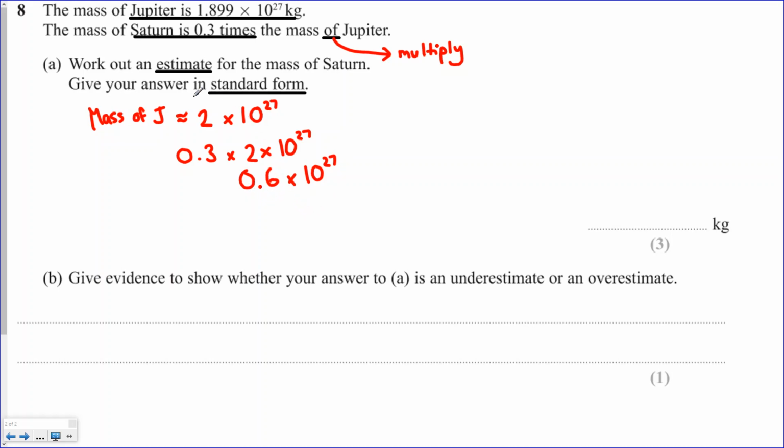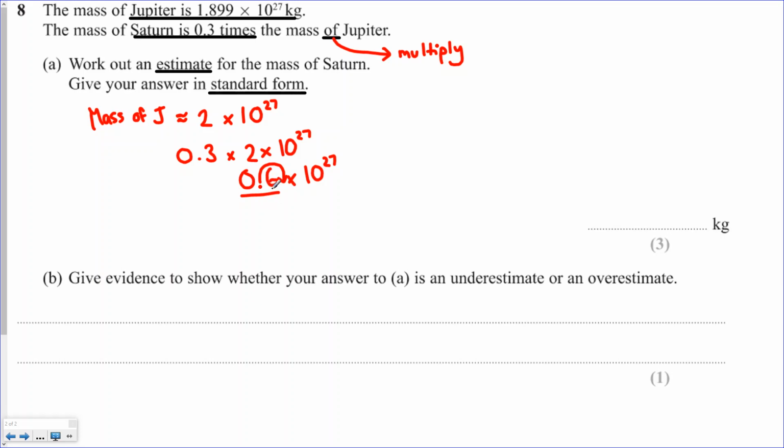Now it says give your answer in standard form. Is this answer in standard form? No, this is not in standard form because of the 0.6. Standard form has to be greater than 1. So we need to move this decimal point. Really the decimal point never moves, but we can do a little shortcut. We need this decimal point to move to this position here.